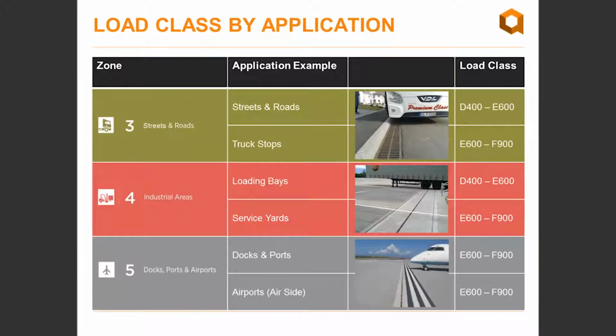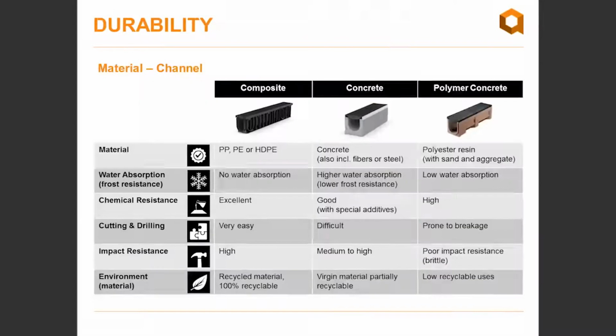Now the other consideration after the loading is the durability. The channel material is one aspect. Here we have objectively compiled different features of the common materials used for trench drain: composite, concrete, and polymer concrete. All of those are fit for purpose in the trench drain application, although there are some different features for every one of them. So let's see the difference.